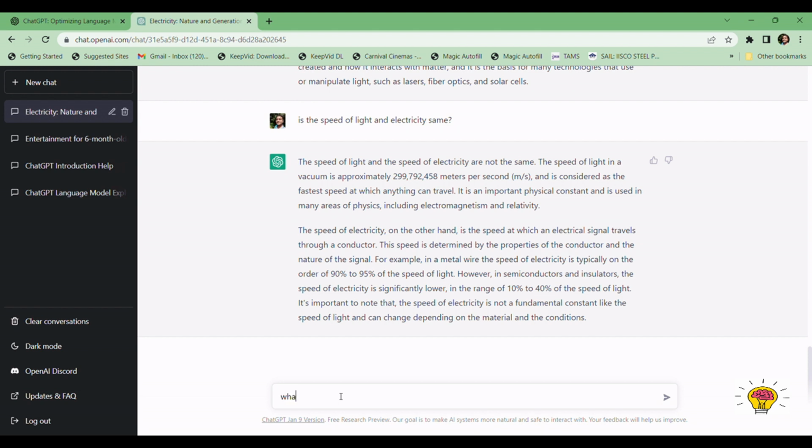So I will ask about superconductors. What is the speed of electricity in superconductors?